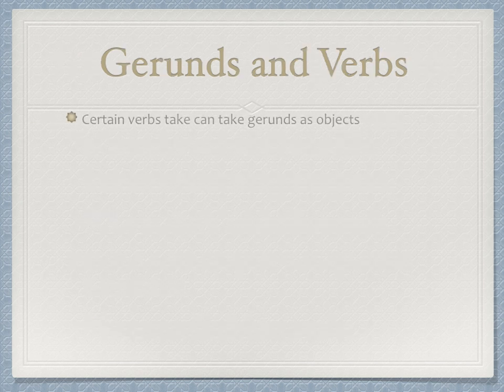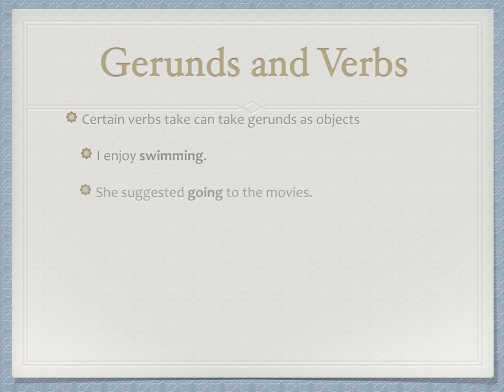Some verbs take gerunds as their objects. For example, I enjoy swimming, or she suggested going to the movies. Also, some phrasal verbs are followed by gerunds. Usually, if the phrasal verb has the same meaning as a one-word verb that is also followed by a gerund, they're both followed by gerunds.